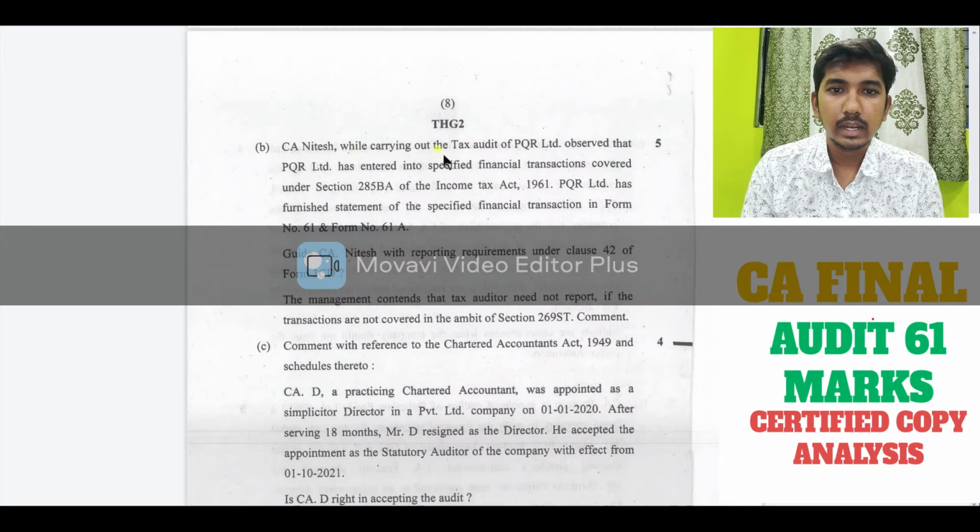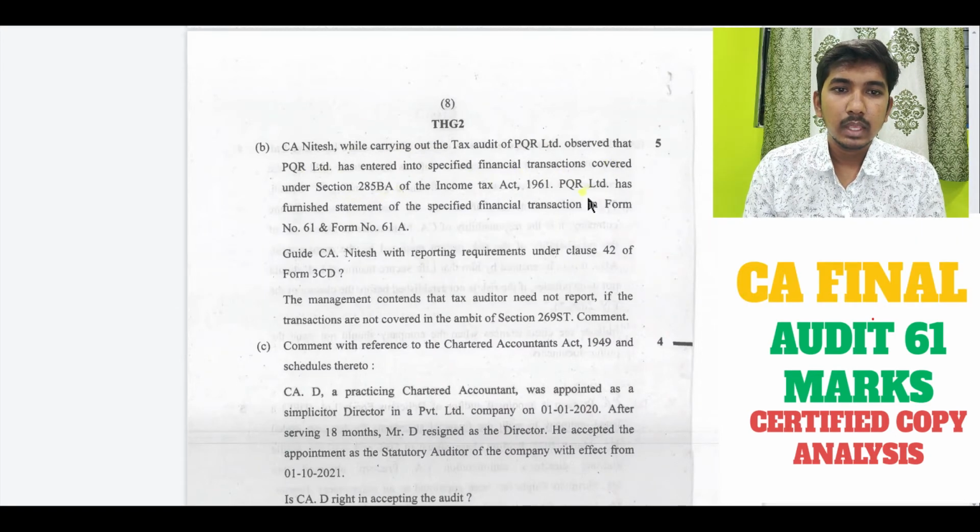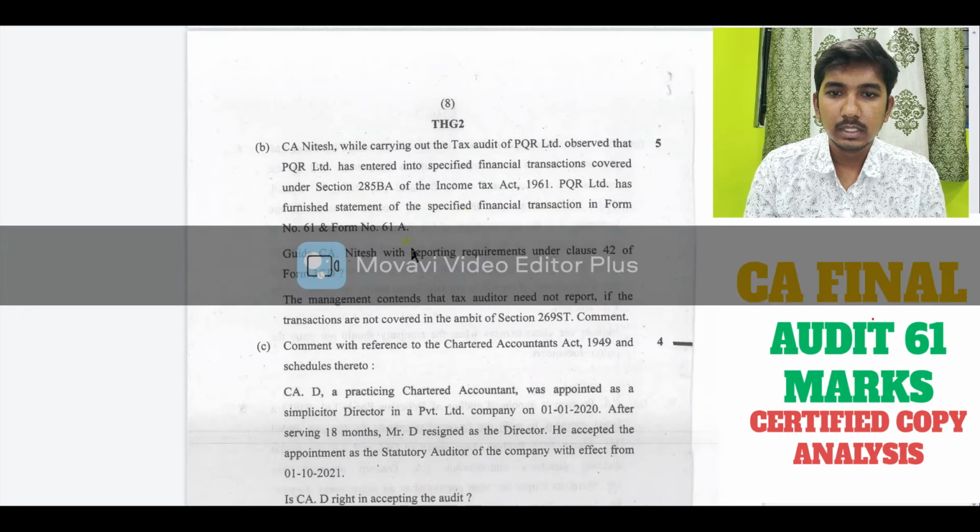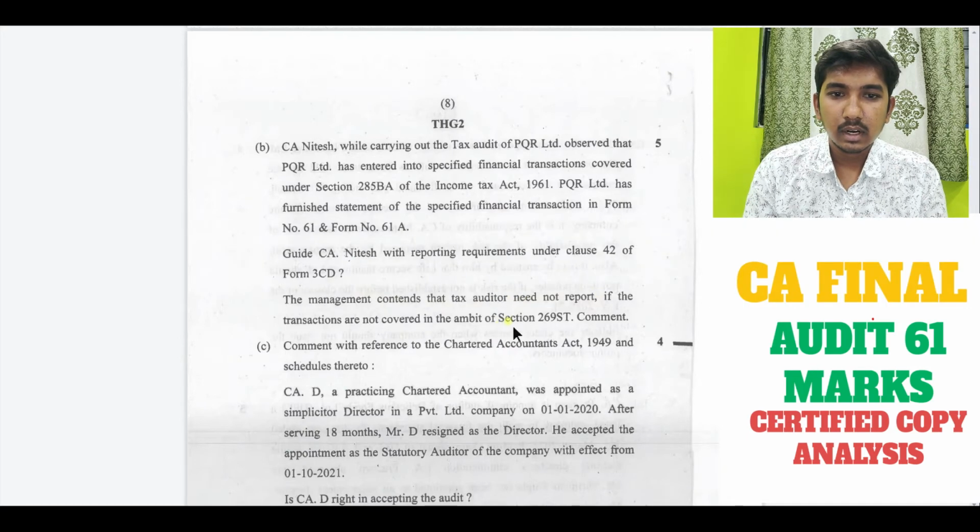CA Nitesh, while carrying out tax audit of PQR Limited, observed that PQR Limited has entered into specified financial transactions covered under section 285BA of the Income Tax Act. PQR Limited has furnished a statement of SFT in Form 61 and Form 61A. Guide CA Nitesh with respect to reporting requirements in clause 42 of 3CD. The management contends that the tax auditor need not report if transactions are not covered in the ambit of 285BA.